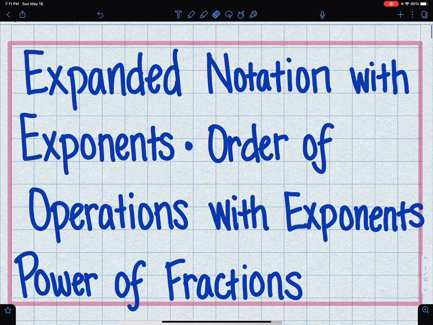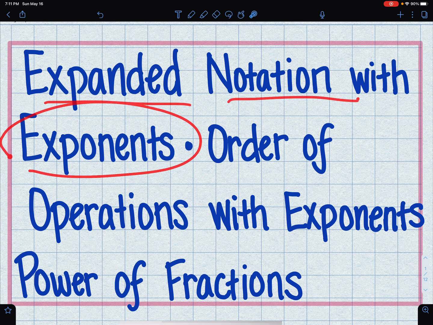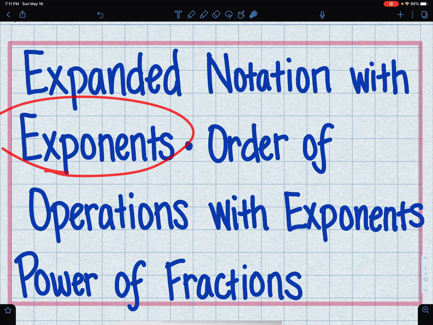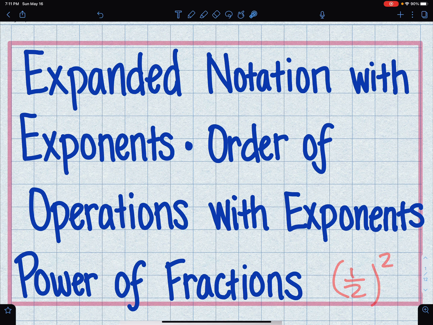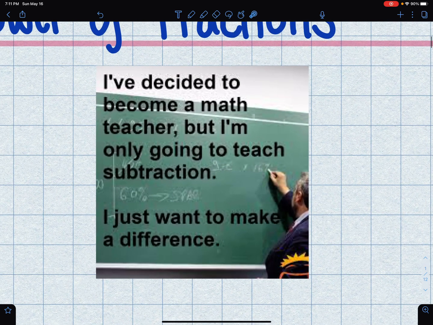Look at the title on this lesson. It looks humongous. We're going to talk about a lot of things today. Expanded notation with exponents. So the exponent part I think is the trickiest part of this lesson, but not for you because you are a math whiz. You're going to get this right away. Then we're going to talk about order of operations with exponents and the powers, I should have said powers of fractions, meaning like 1/2 to the power of 2 or to the power of 3, something like that, right? So it's going to be awesome. All right, here we go.